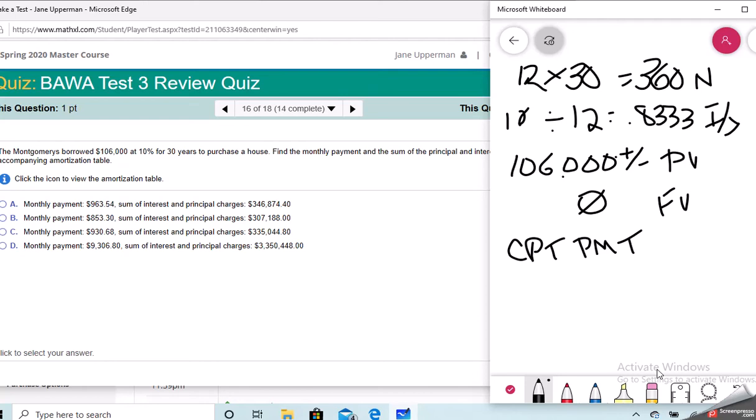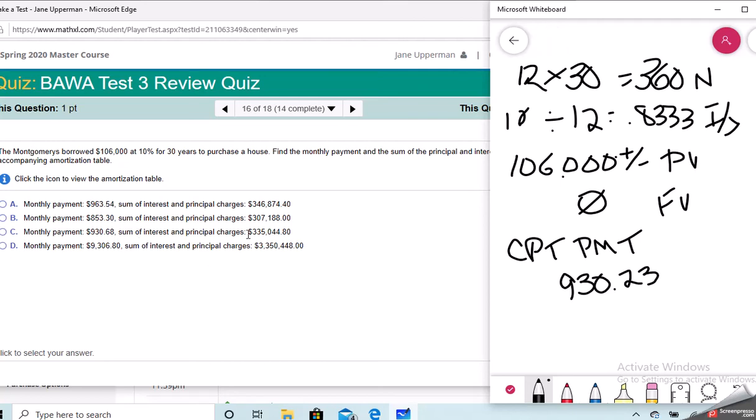Okay, so 360 is our N, the 0.833333 is the IY, 106,000, hit the plus or minus button to make it negative, push your PV button, zero out that FV, and then come back and compute the payment. So $930.22 or 23 cents is what I'm getting. So again, you can see the rounding though.